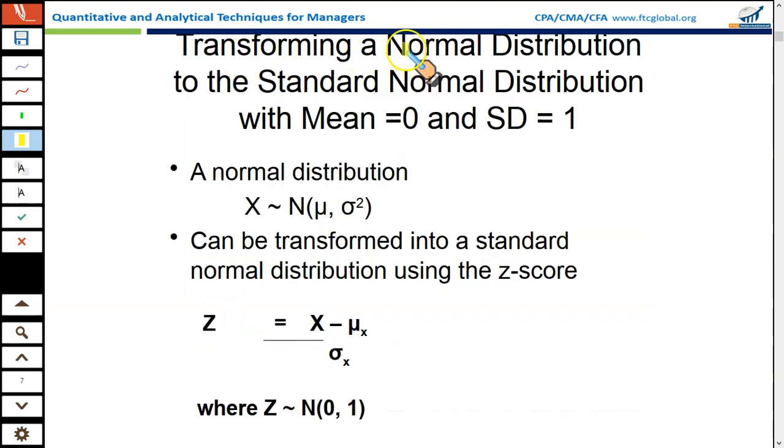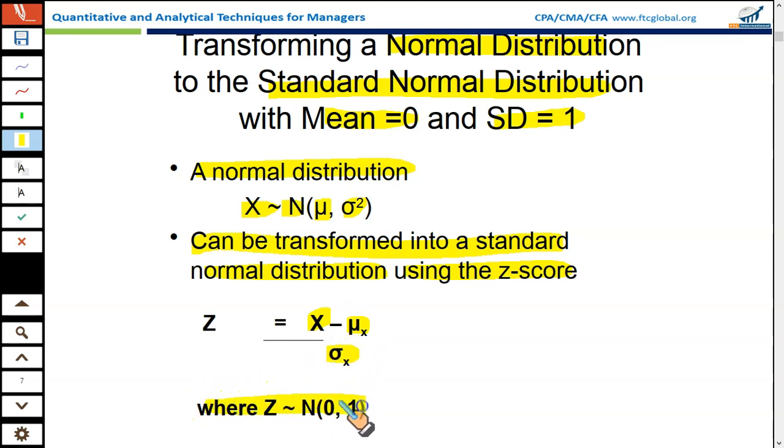So how do we transform a normal distribution to a standard normal distribution with the mean 0 and the standard deviation 1? This is it. A normal distribution where x follows a normal distribution with the mean mu and sigma squared as the variance can be transformed into a standard normal distribution using the z-score. This is the formula that we use to transform any score from a normal distribution to a standard normal distribution, and this is z is equal to x minus mu x upon standard deviation sigma x, where x is the original data point from the original distribution, mu x is the mean of the original distribution, and sigma x is the standard deviation of the original distribution.